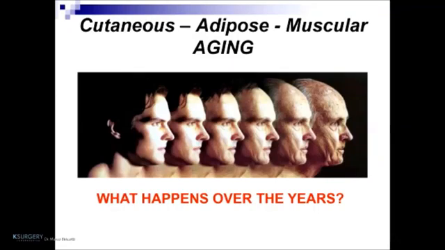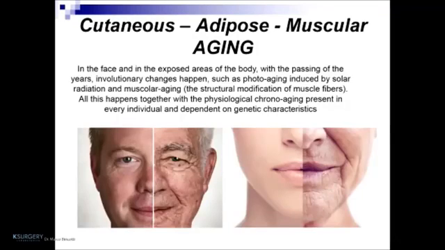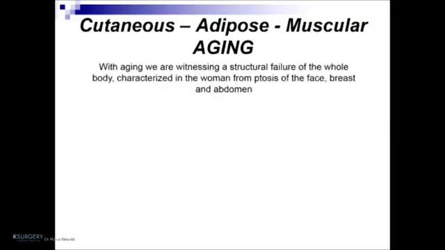So what happens over the years? In the face and in the exposed areas of the body, with the passing of the years, involuntary changes happen, such as photoaging induced by solar radiation and muscular aging, the structural modification of muscle fibers. All this happens together with the physiological chronoaging present in every individual and dependent on genetic characteristics.